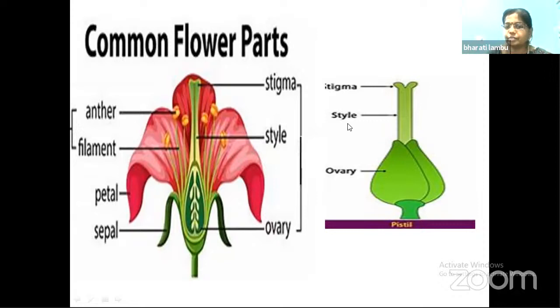Next part of the pistil is the style. Style, you know, is an elongated portion, and generally the style will decide whether the pollen tube should grow through it or not.